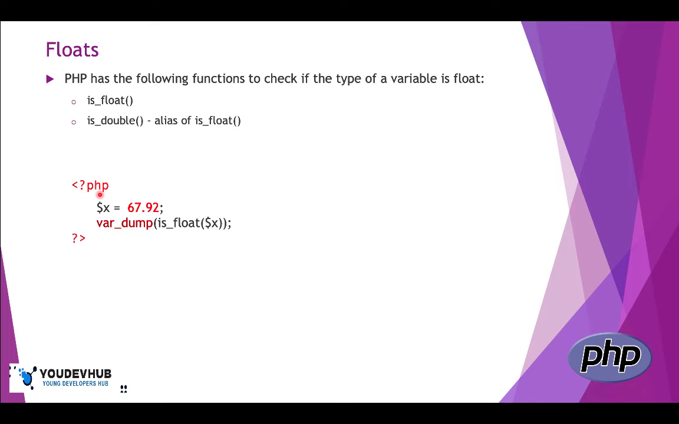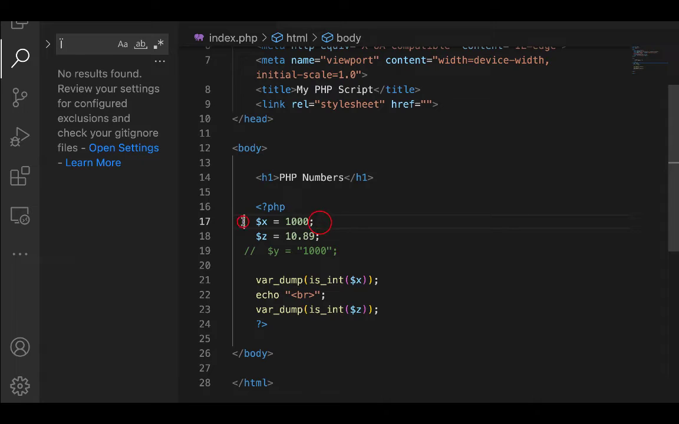Float has the following functions to check if the type of a variable is float. We have is_float or is_double. is_double can also be said as is_float. So just like we verified for the integer, we also have to verify for this. So let's go back to our text editor and try that out. If we comment this out, and I'll also comment this out, we have is_float.